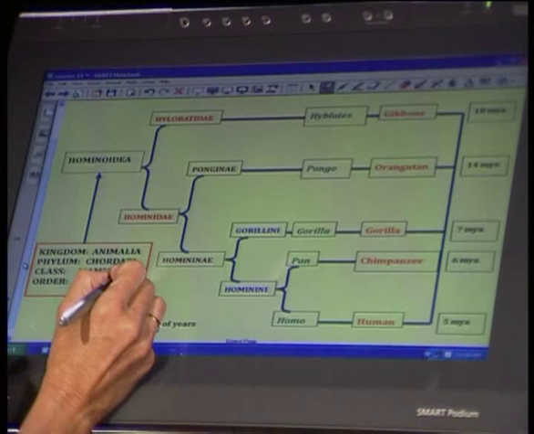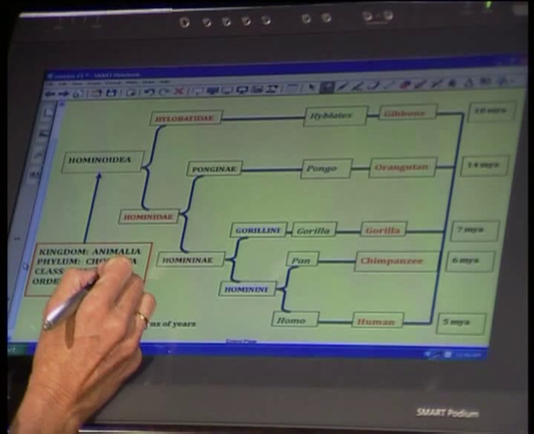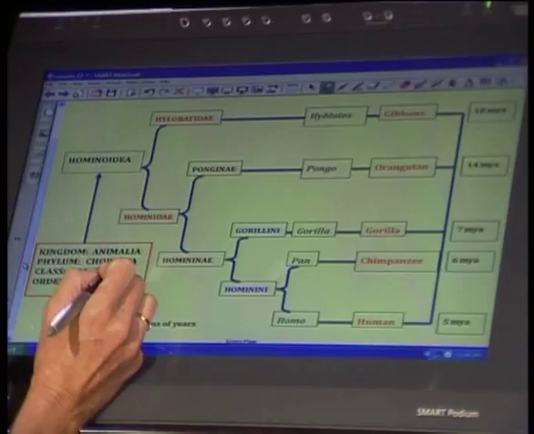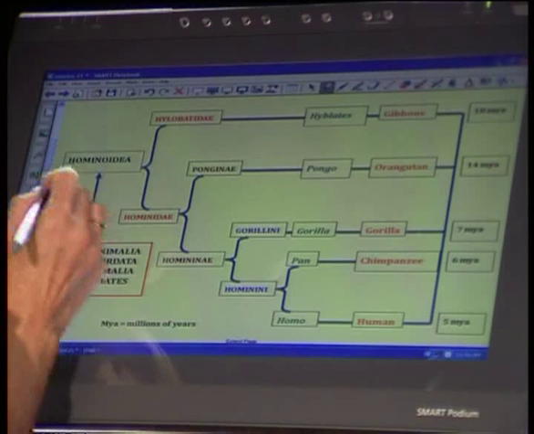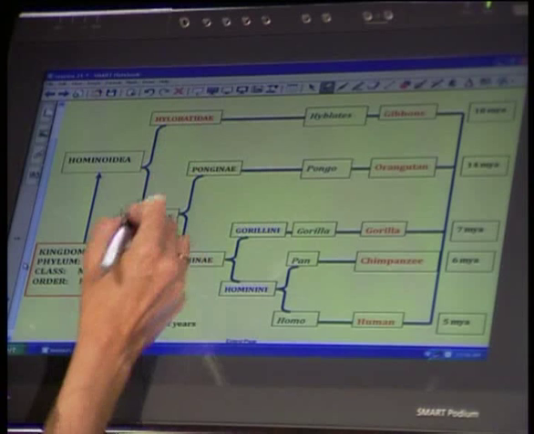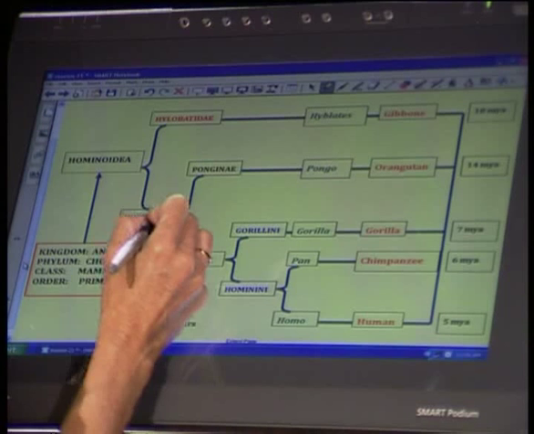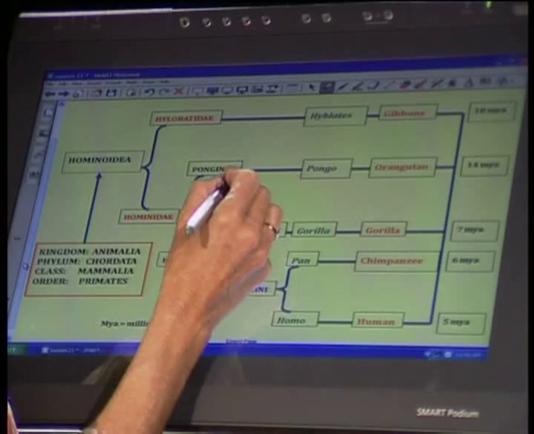So Chordata, we have a spinal cord. Mammalia, because we give birth to babies, okay, live babies. And we suckle our young until they're able to take care of themselves. There is parental care. So Mammalia, the order is Primates. So we start off with Primates. There we have Hominoidea. From Hominoidea, we ended up with Hylobatidae and the Hominidae right here. Now the Hominidae, so there's no O here. You see, the O is gone. The Hominidae, they split into the Ponginae and the Homininae.